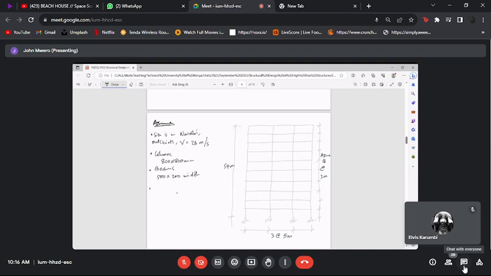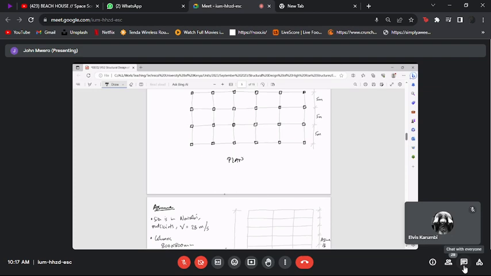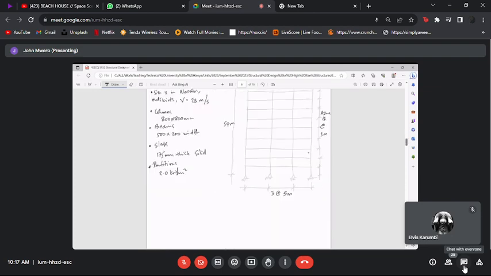Let's assume that the slabs are all 175 millimeters thick, solid slab. Assume that the partitions in this building are in the range of 2.0 kilonewtons per meter square. Okay, so here we have the plan of the building. Here we have the elevation of the building.